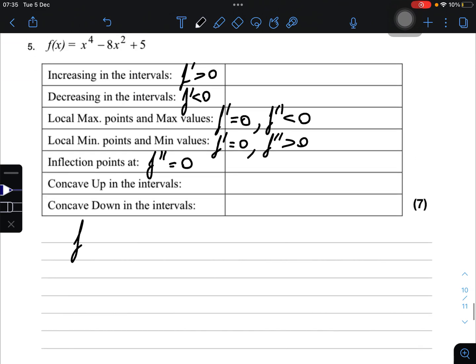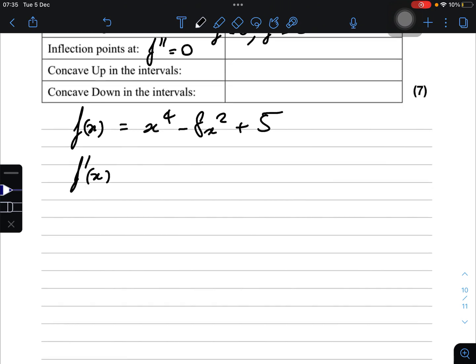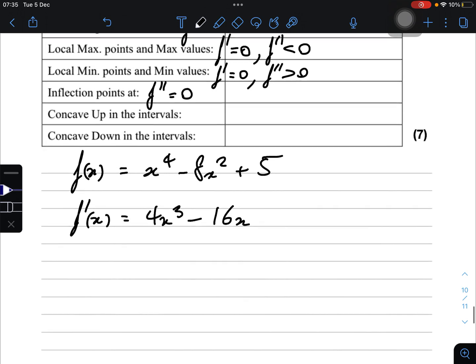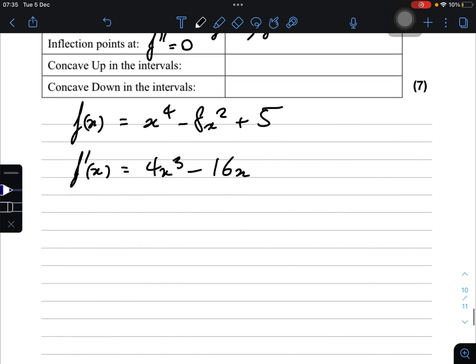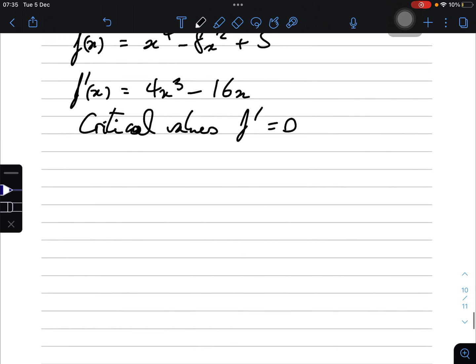So if we're given a function here, f of x equals x to the power of 4 minus 8x squared plus 5, let's find all the different parts here. F dashed of x would be 4x cubed minus 16x. We need that to be greater than 0, so we need to find our critical values. Critical values is when the differential is equal to 0. So let's find those. We've got f dashed of x equal to 0.